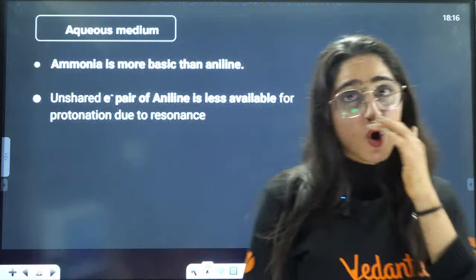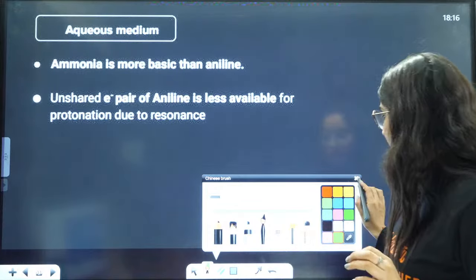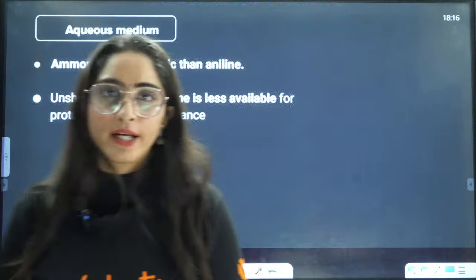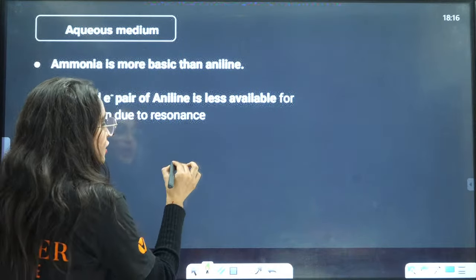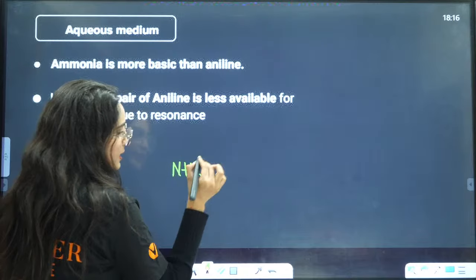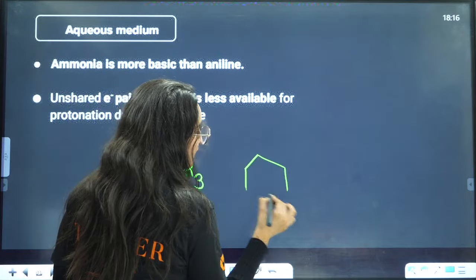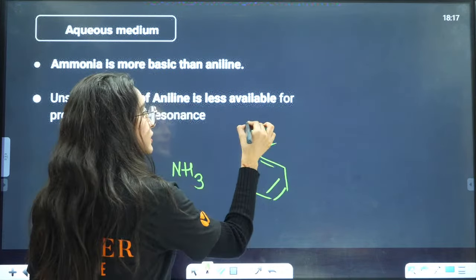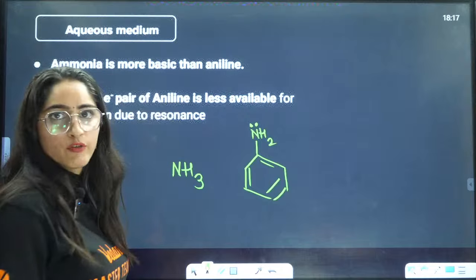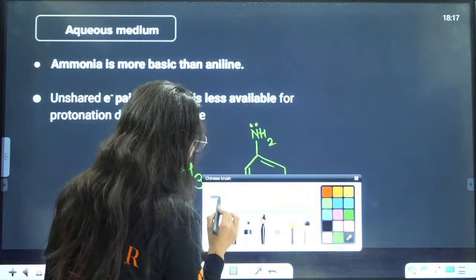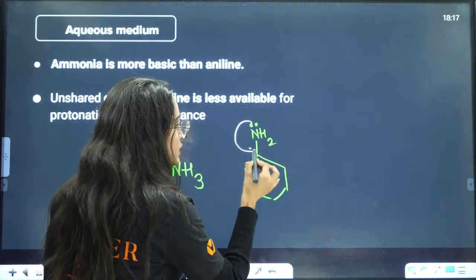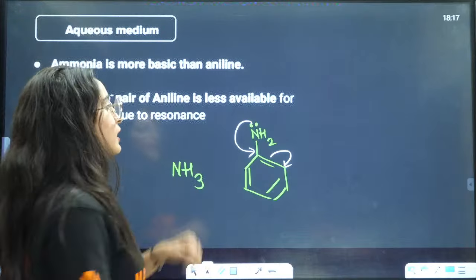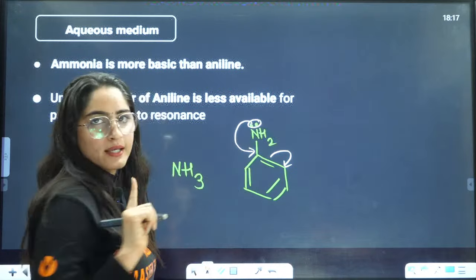Now, let us talk about one more thing here. That is, ammonia is more basic than aniline. Let us talk about this statement. When we talk about ammonia, it is NH3. When we talk about aniline, it is this thing. These are the lone pairs on the aniline. In case of aniline, the lone pair will be donated here, pi electrons will be shifted here. So basically, the availability of lone pair is decreasing, isn't it?